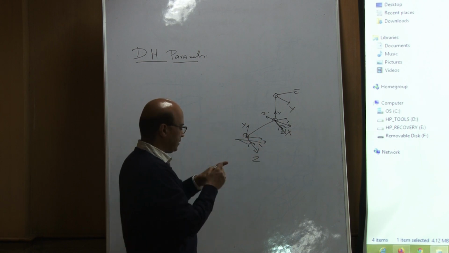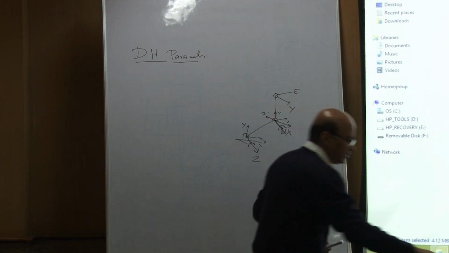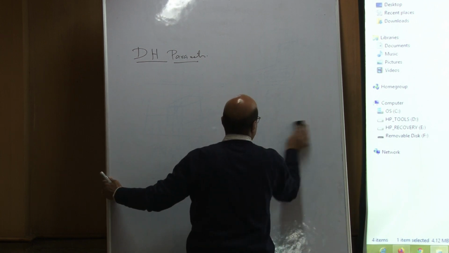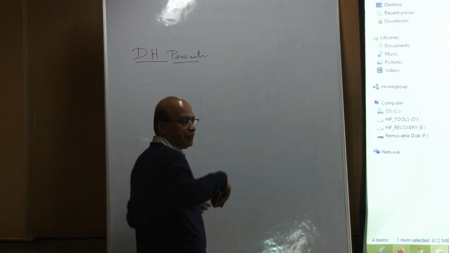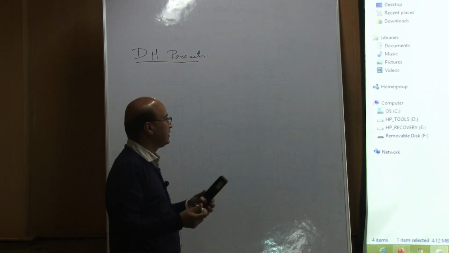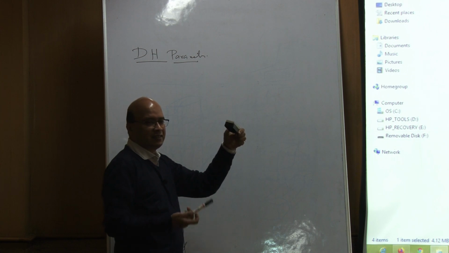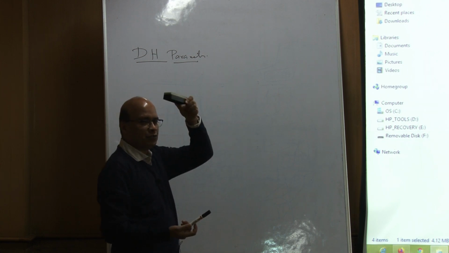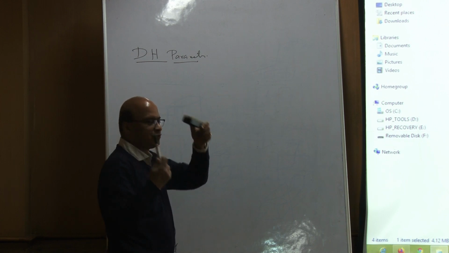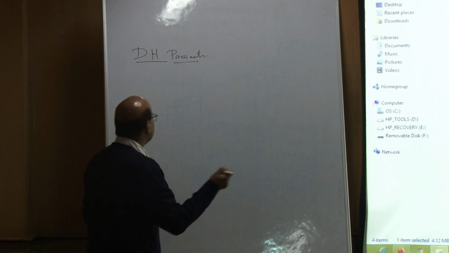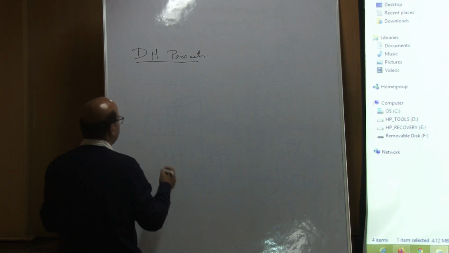So DH parameters essentially says that if you systematically assign your axes, then the number of transformations required to go from any frame to any other frame is not 6, but 4 at most. Why 6? The 6 comes from the rigid body having 6 degrees of freedom. So to go from any orientation and position to any other orientation and position, you should need 6. But if you systematically do it, you don't need 6, you need only 4. So how do they assign the DH parameters?